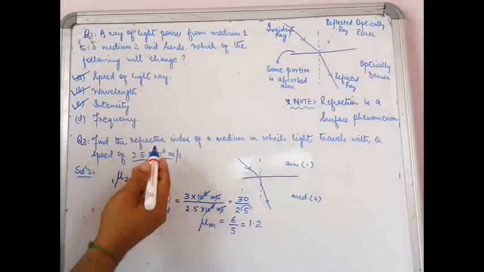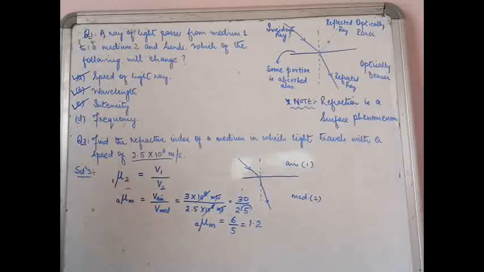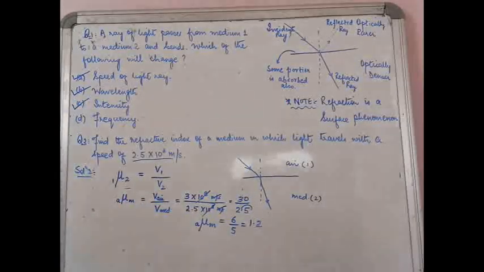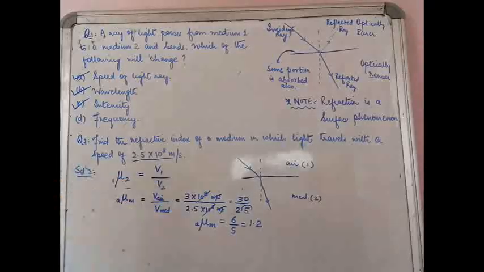So whenever you say refractive index of a medium, it is always in comparison to air as the first medium. Okay, so you can see that we have got the value of the refractive index of the required medium using the velocity ratio formula. Okay, so what this particular question tells you is that even if you are not given the velocity of light in air, you must remember that 3 into 10 to the power 8 meters per second.